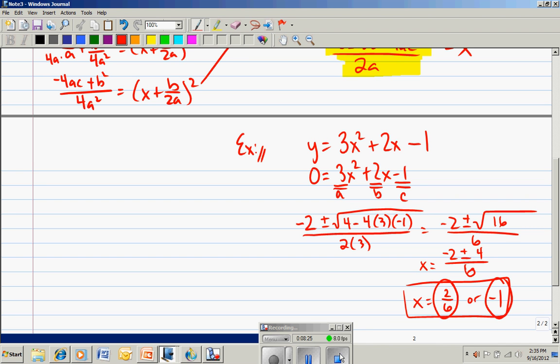So I'd like you to try some of the problems that are posted on the board at the end of section 4.6, and check your book as a reference and a guide, and use the quadratic formula.